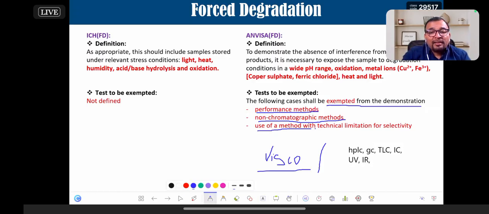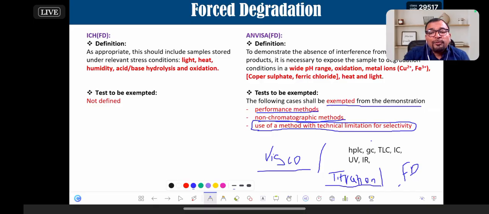And the next one is the use of a method with technical limitation for selectivity. Now, what are the methods which have the technical limitations for selectivity? Selectivity means interference cannot be identified. Potentiometer, absolutely. Titration, thank you so much. Isn't it? So in titration, you cannot have any special technique to remove the interference, right? Titration, potentiometry, isn't it? So these are the techniques for which FD is not required. I hope you are clear what is the definition of FD and which test can be exempted from conducting the forced degradation. Type in U for understand in the comment box before I move on to the next point.